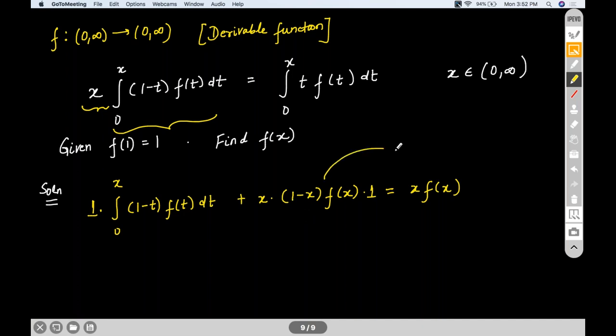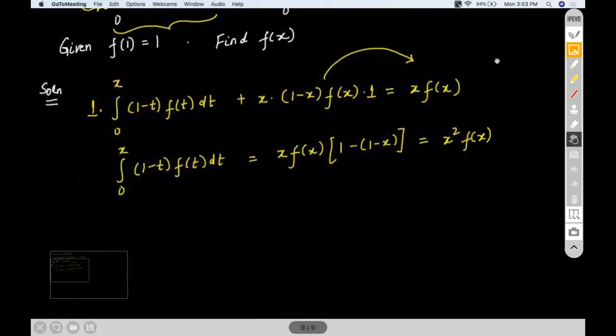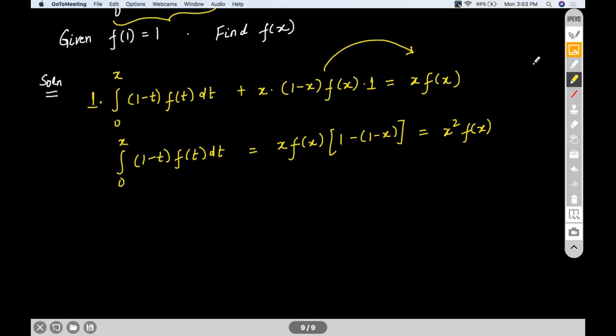Let's bring this term to the right hand side and group up f(x) together. So the integral from 0 to x of (1 minus t) f(t) dt is going to be, let's take x f(x) common, so that's 1 minus (1 minus x). That's going to be x square f(x). Finally you are left with this expression: the integral of (1 minus t) f(t) dt is equal to x square f(x).